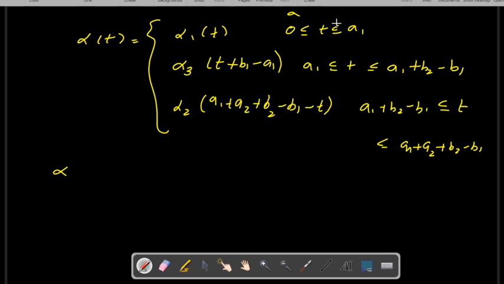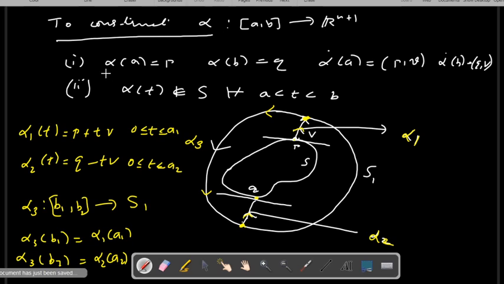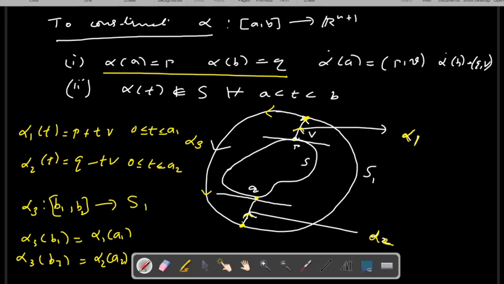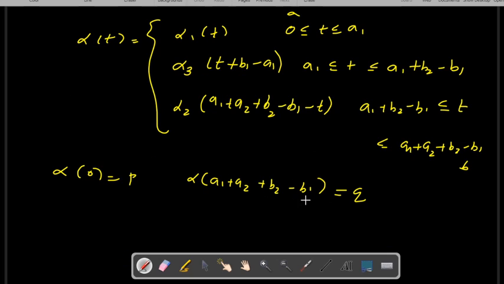Okay, this is your a and this is your b. So you are getting alpha of 0 is coming as p, and alpha of a1 plus a2 plus b2 minus b1 is coming as your q. That was our aim, what I have told, right? Here instead of a we are getting 0, we are defining, and instead of b I am defining this point. So at that point you are getting q.